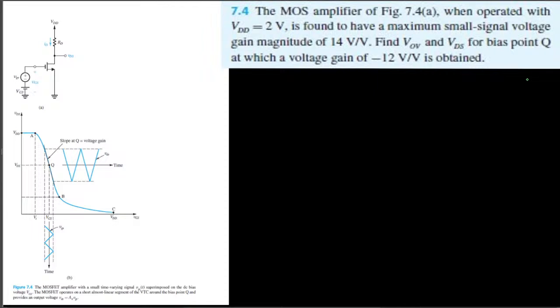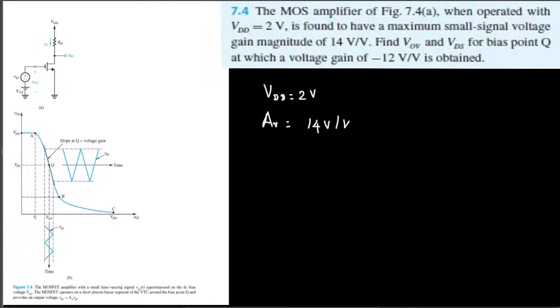of figure 7.4a, when operated with VDD equal to 2 volts, is found to have a maximum small signal voltage gain magnitude of 14 volts per volt. Find the overdrive voltage and drain-source voltage for bias point Q, at which a voltage gain of minus 12 volts per volt is obtained. So the available information is VDD, which is equal to 2 volts, and the maximum small signal voltage gain AV, which is 14 volts per volt.